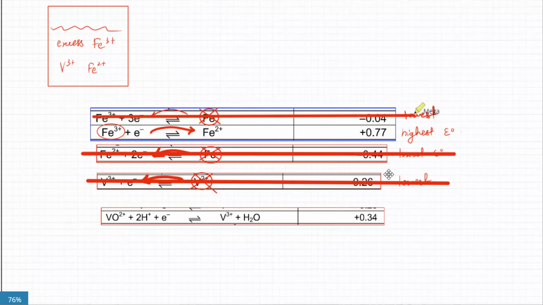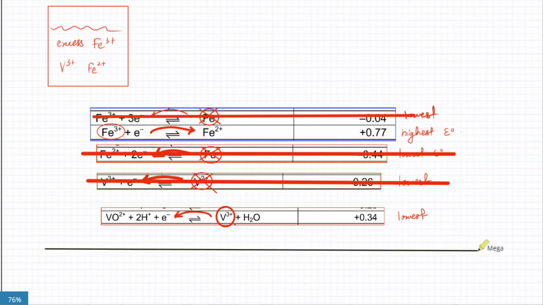So the only one that's left is the lowest E naught, that's 0.34. So that's my lowest. And will it lose electrons? It's going to lose electrons. Why? Because in my beaker, I do have V3+ ions. Look at the beaker, there's V3+ ions. So I've figured out who gains electrons and who loses electrons, and all I have to do now is find out this third reaction.